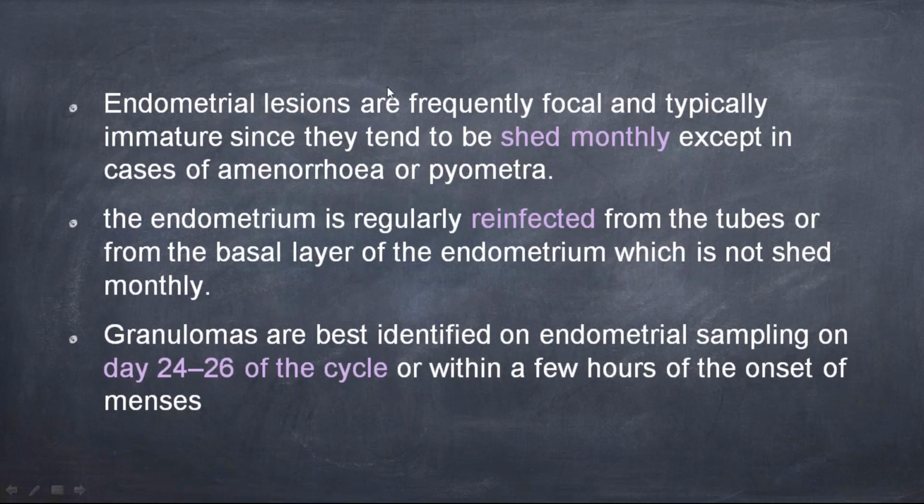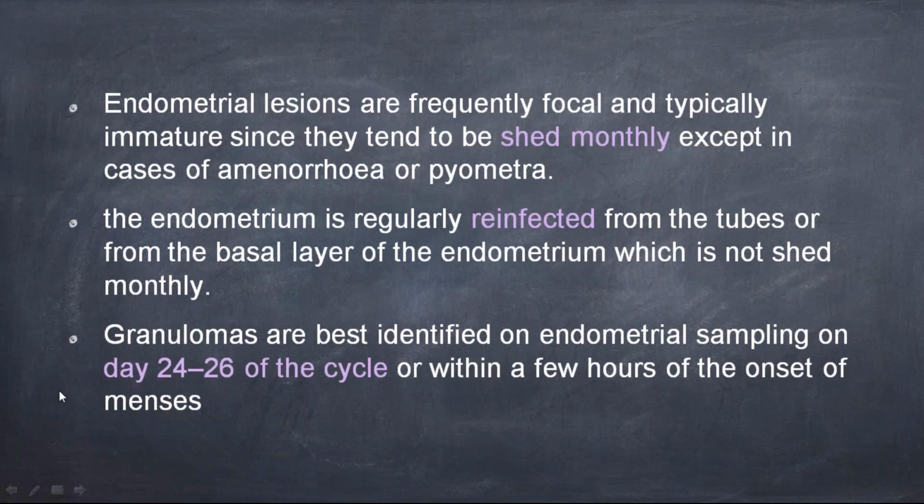So, what happens even with endometritis? There is regular menstruation except when there is amenorrhea or pyometra. Next, granulomas are best identified on the endometrial sampling on day 24 to day 26 of the cycle or within few hours of the onset of the menses.